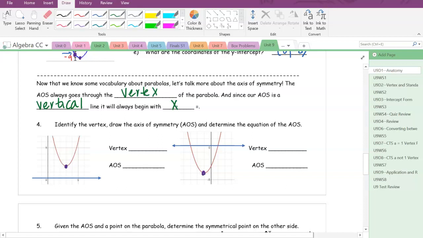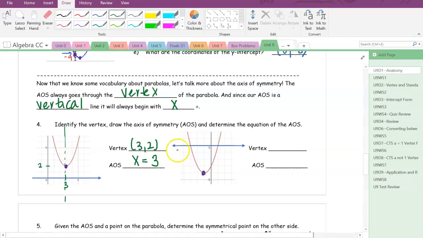All right, so let's take a look at number 4. We're going to identify the vertex for both of these graphs and then determine the equation of the axis of symmetry. That was a struggle. All right, so this vertex, it looks like we're at 3, 2. Your axis of symmetry would be this line right here. It is vertical, so x equals. And again, it's always going to go through that x coordinate of the vertex.